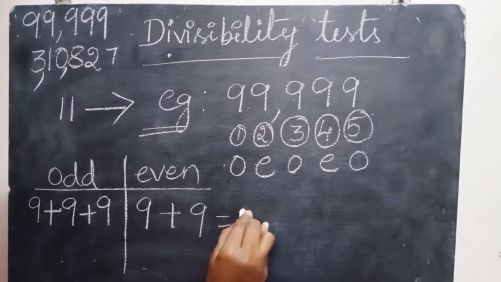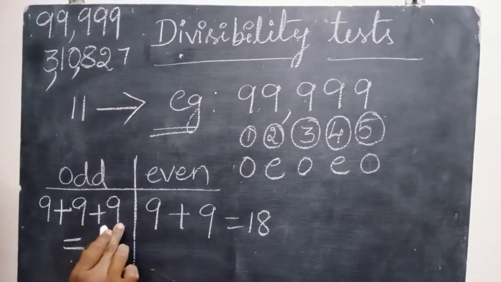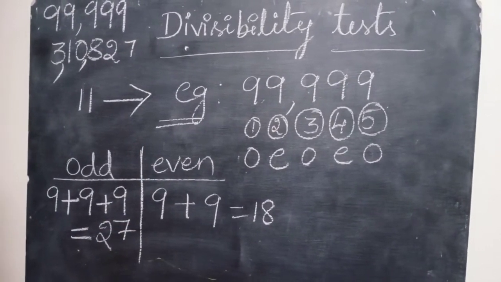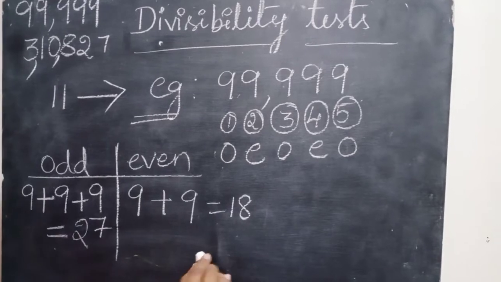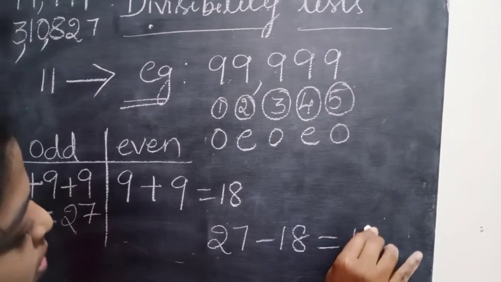9 plus 9 is 18. Here 18, 9 plus 9, 18. 18 plus 9 is 27. So these are the two numbers we got. Now we have to subtract. 27 minus 18 is equal to 9.